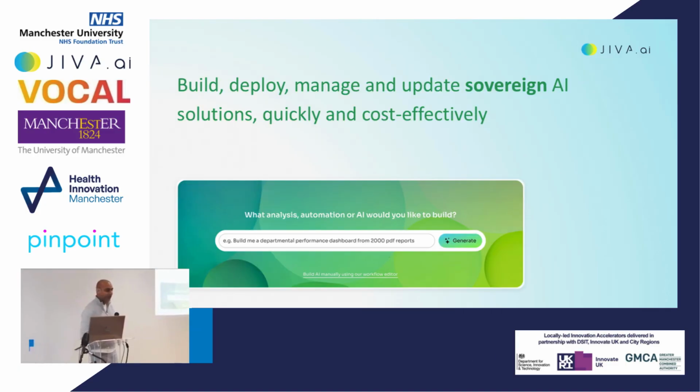So what is Jiva? Essentially, we are creating ways in which you can create what we call sovereign AI solutions, or AI solutions that you can own yourself, the IP that you can own yourself. That includes data science, includes machine learning, as well as the more sexy AI stuff that everyone's talking about right now, large language models and things.